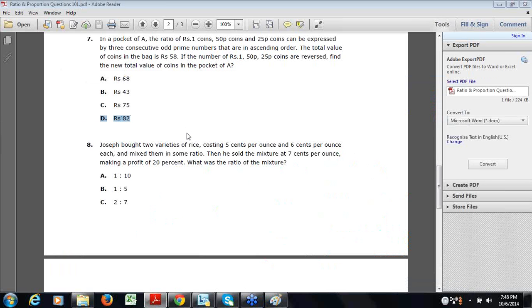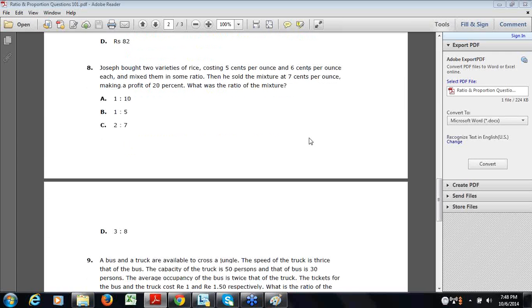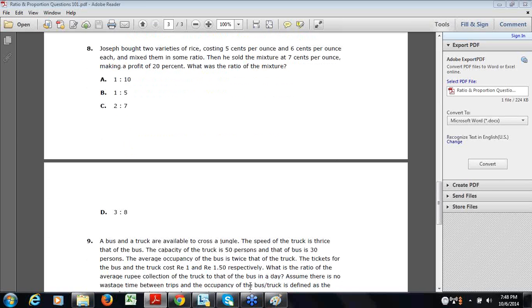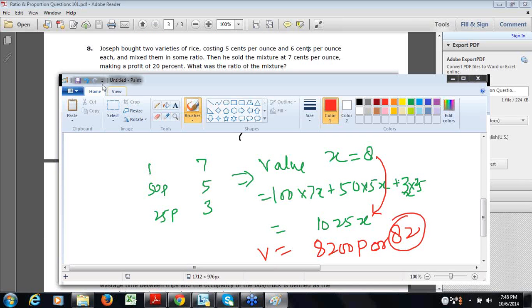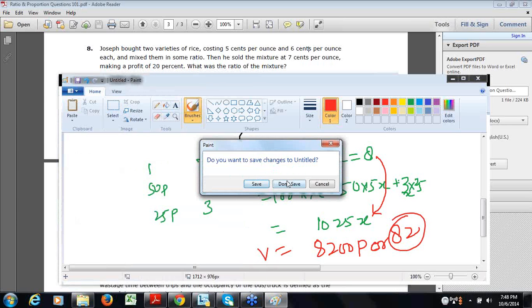Got it, everybody? Or do you need an explanation once again for this? Everybody clear with this? Does anybody have a problem with this question? Okay, great. So moving on to question number 8 today. It's a question of mixtures and alligation, as well as ratio and proportion, we can have the same question.